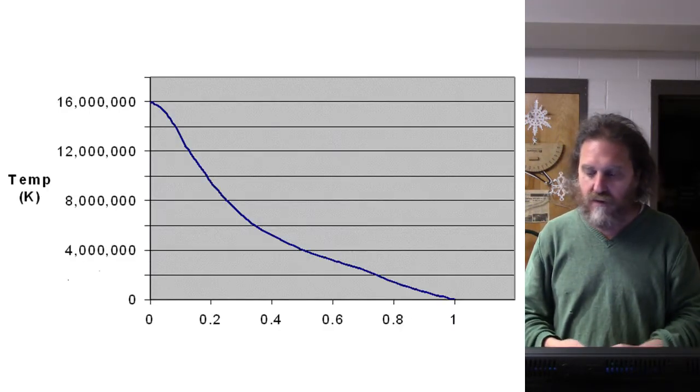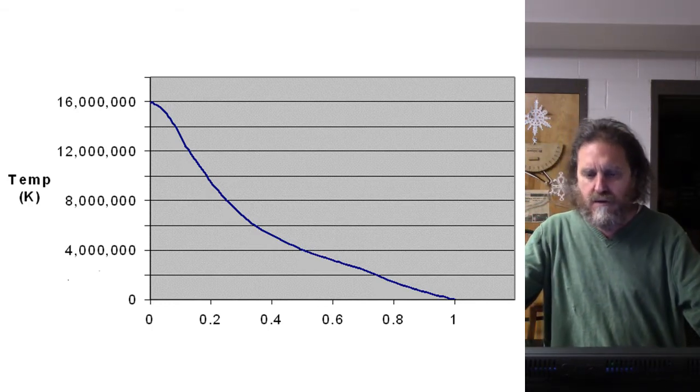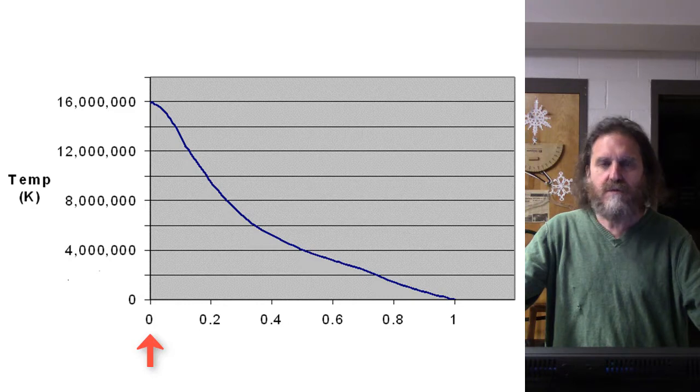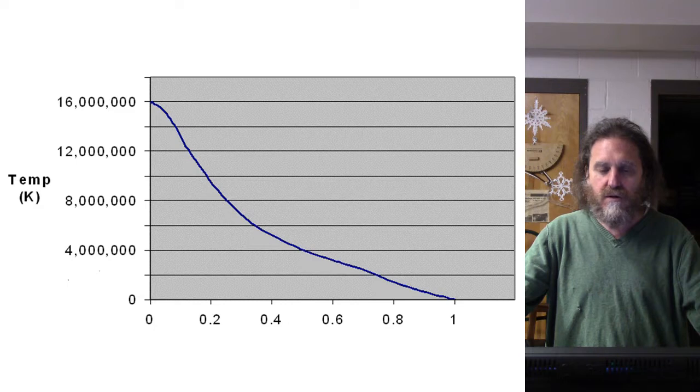Now this is a graph showing the temperature structure inside the Sun. So 0 is in the middle of the Sun and 1 is at the surface. So as you see, as you go down from the surface, the temperature is fairly low at the surface, and as you go down it gets higher and higher.